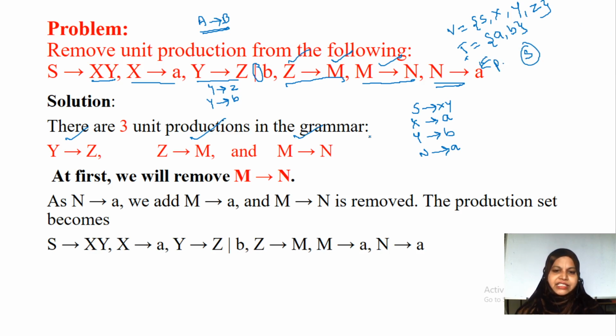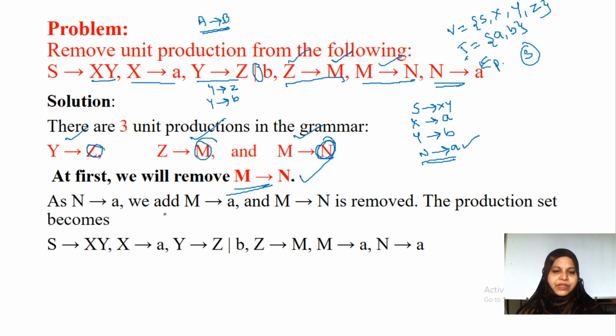Here Y tends to Z, Z tends to M, M tends to N are the three unit productions. We have to check which one to remove first. I am going to take M tends to N, because N doesn't have any unit production. So first I remove M tends to N. What are the N productions? N tends to a.